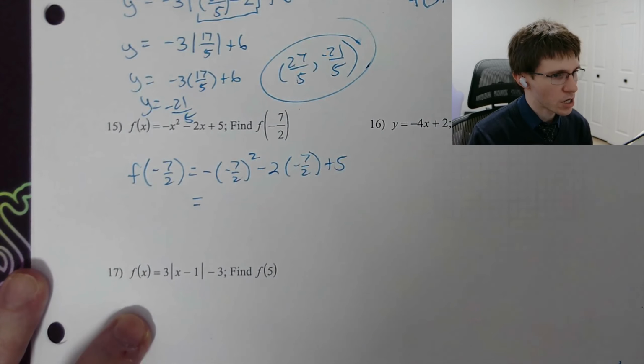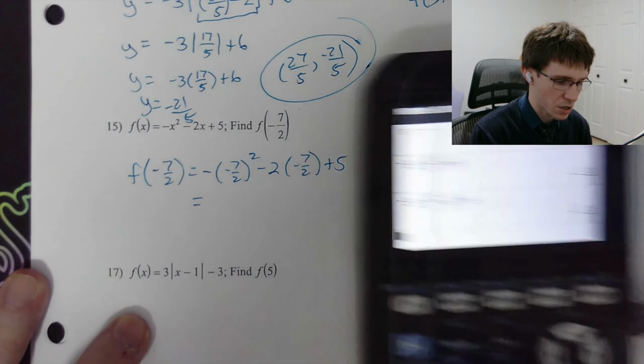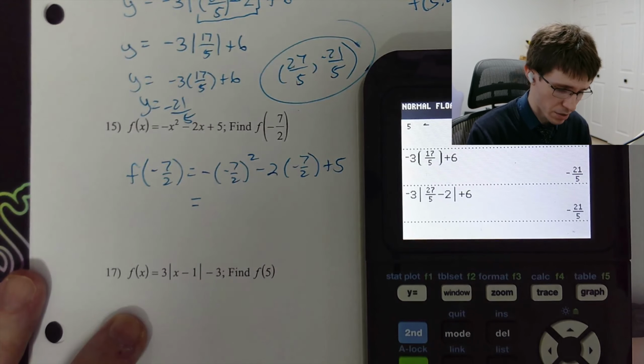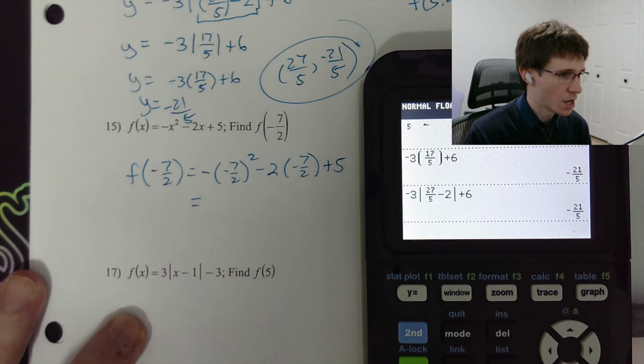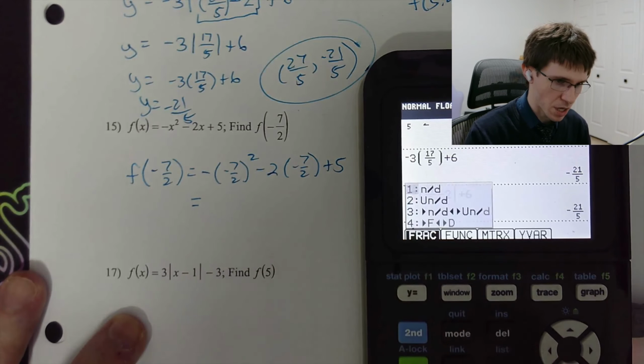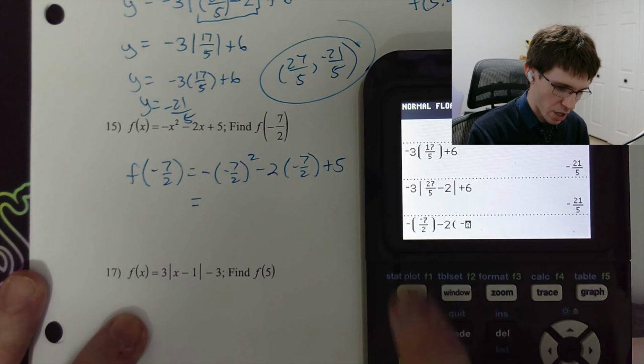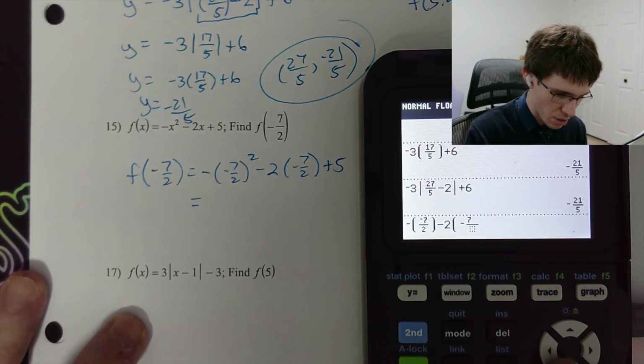All right, so we're going to keep on going. We're going to plug this into our calculator. Again, way too lazy for me to actually do this by hand, so not going to happen today. Negative, then parentheses, get that fraction bar going there, and we got negative 7 over 2 in those parentheses, minus 2 parentheses, and another negative and another fraction, another 7 over 2.